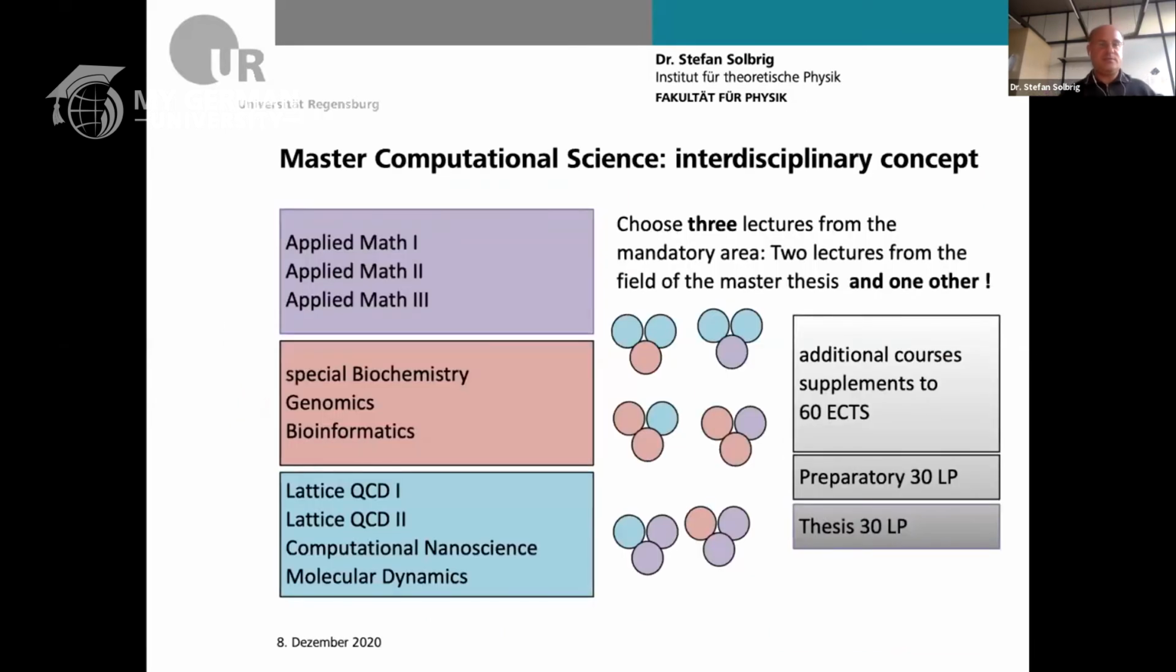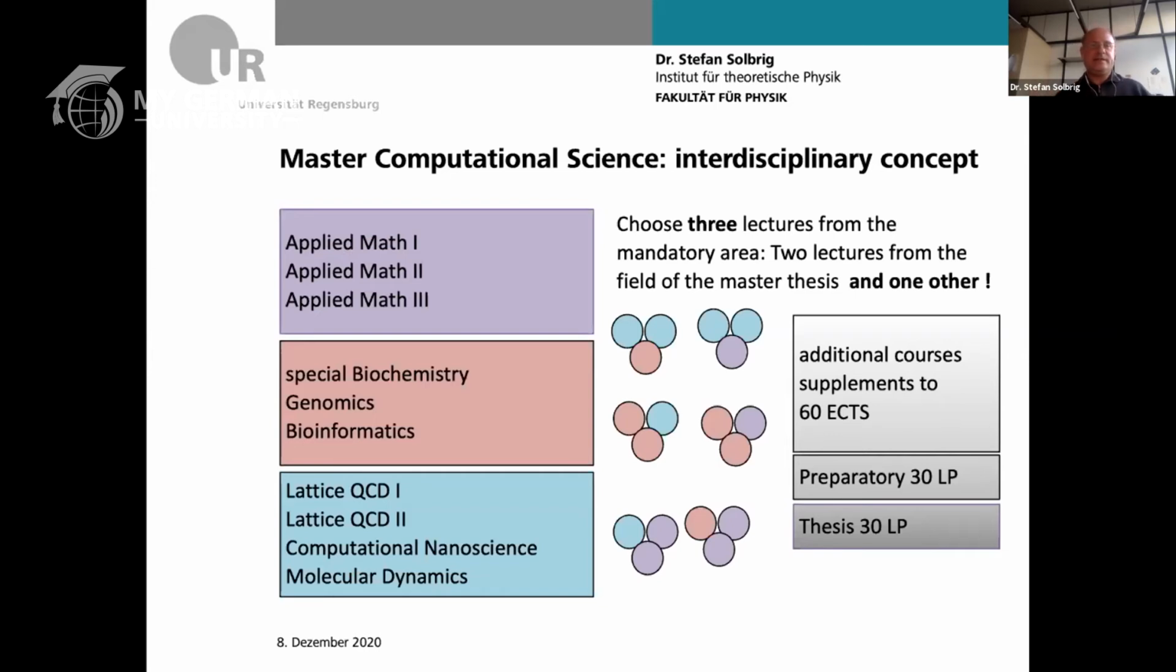The concept of this master program is an interdisciplinary concept. That is, you cannot only take courses from one, you have to take courses at least from 2 fields. So we have 10 mandatory lectures, and out of these 10, you have to choose 3, but you cannot choose all 3 from the same subject. So if you specialize in physics, for example, you take lattice QCD and molecular dynamics, then you have to take either one from the genomics area or one from the math. If you specialize in mathematics, you can take courses in applied math 2 and math 1. But then you have to take either one course in genomics or one course in lattice QCD.